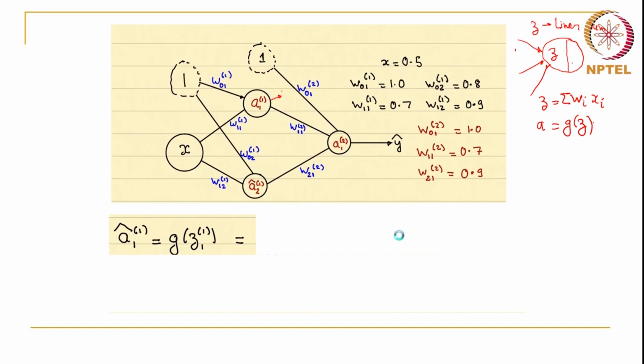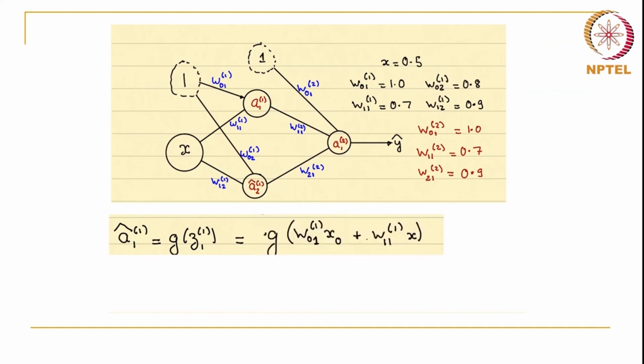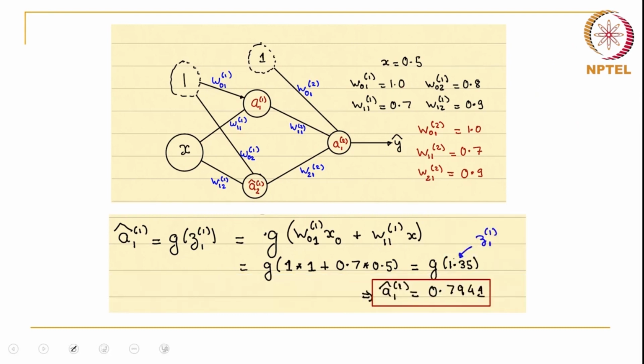Sorry, just 1 second. So when I say G of Z, Z1 here is W01 x0 plus W11 x, correct? These two are coming here. We add the two together. That's what gives us Z. So this is 1 times 1, since W01 was 1, plus 0.7 times 0.5. 0.7 was this weight, W11, multiplied by 0.5. So G of 1.35 came to 0.7941.